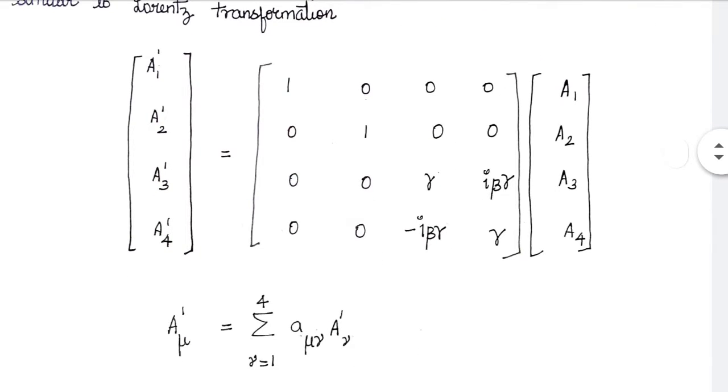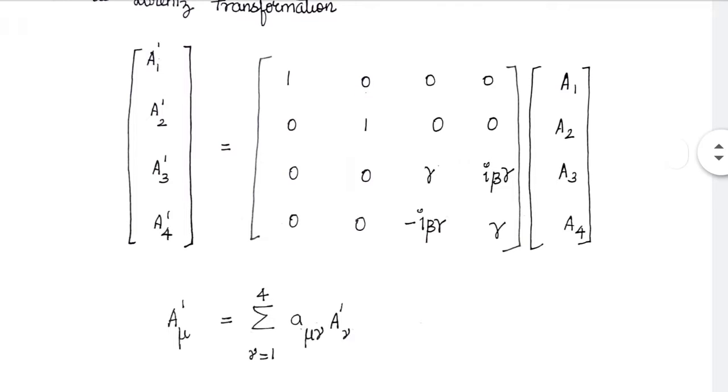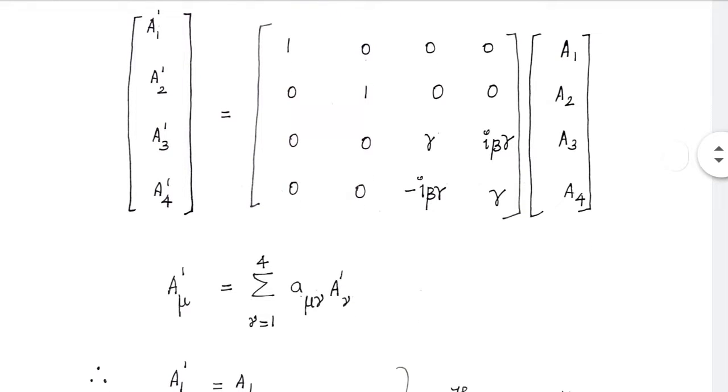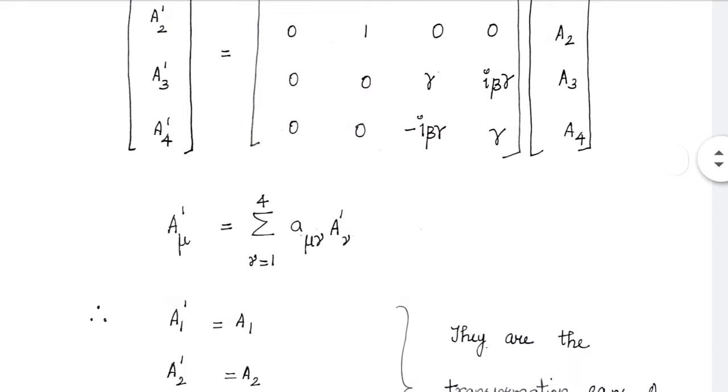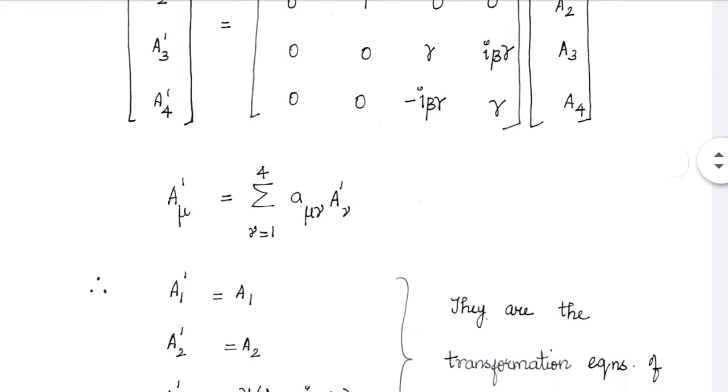So the transformation equations go like this, and the transformation matrix is 1 0 0 0, 0 1 0 0, 0 0 gamma i beta gamma, 0 0 minus i beta gamma gamma. Or in general, we can write the transformation equation as a mu prime is equal to the sum over nu equal to 1 to 4 of a mu nu into a nu. The prime will not come here, it is a written error there.